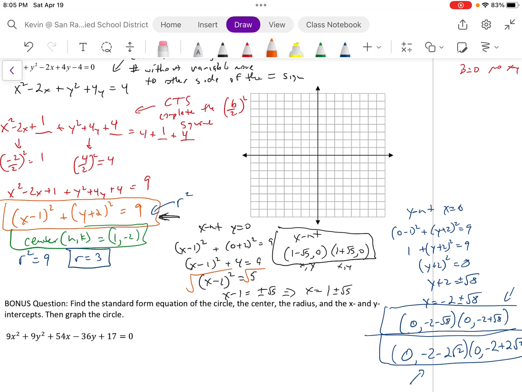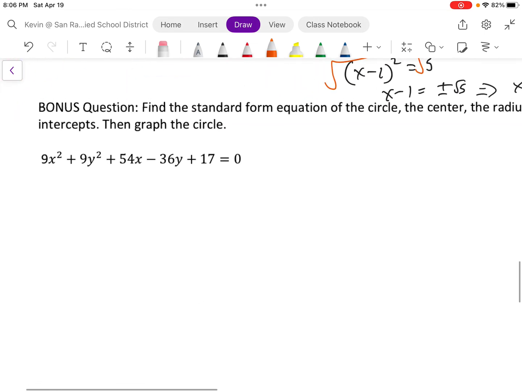Okay, now we have this bonus question. Same idea, asking for all the same stuff. Oh, I didn't graph it. Over here, let me graph it really quick. Graphing it's real simple. Take your center, so (1, negative 2), and we notice our radius is 3, so I go 1, 2, 3, 1, 2, 3, 1, 2, 3, 1, 2, 3. Okay, so that's my radius of 3, and then I just try to draw my circle through those points. That wasn't very neat. Okay, and there's our x-intercepts, and there's our y-intercepts.